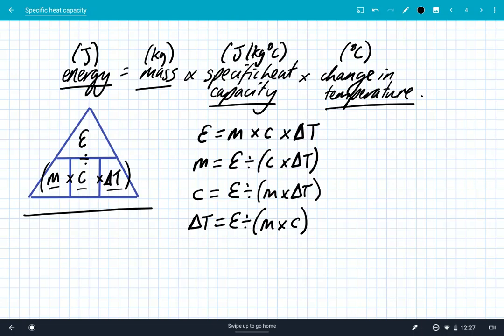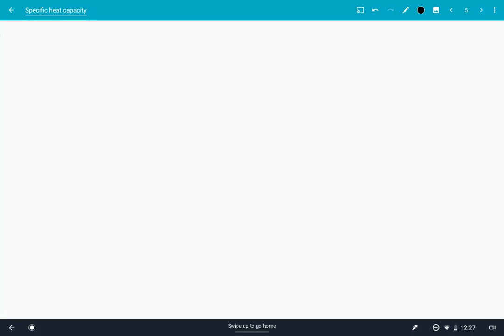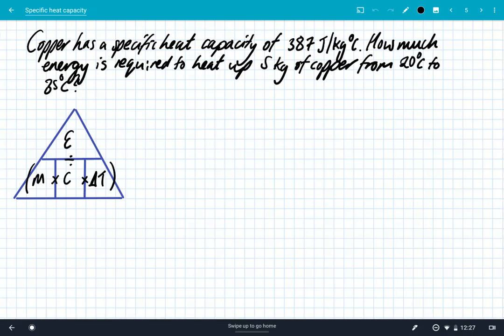It's really important that whenever you do a calculation, you write your formula first, because that tells you what you have to do. So let's look at a few different examples of how we can actually use this equation. So copper has a specific heat capacity of 387 joules per kilogram per degree Celsius. How much energy is required to heat up 5 kilograms from 20 to 35 degrees Celsius?